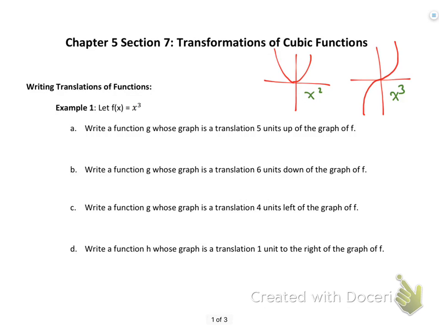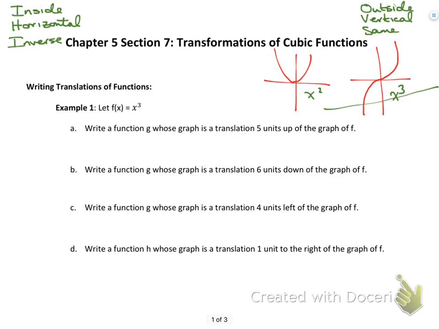So we're going to do example 1. Now remember, inside horizontal inverse, and then the other one is outside vertical, same. So make sure you have that written down so that you don't forget the acronyms to help you graph, or to help you write the transformations.